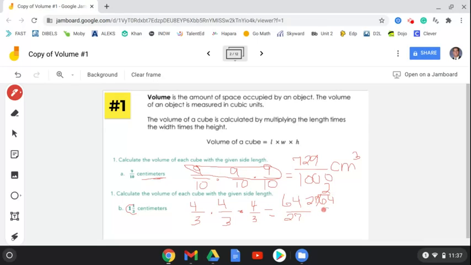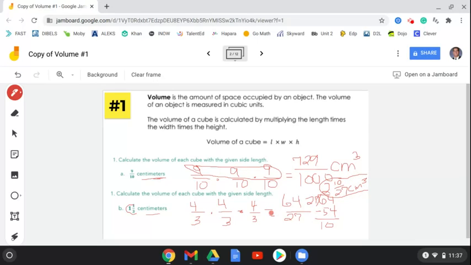2 times 27 is 54. I would subtract and get 10. And so that's going to be my numerator. 10 is my numerator, 27 is my denominator. So I get 2 and 10/27. And again, this is centimeters cubed. Centimeters cubed. And I'll circle that final answer.